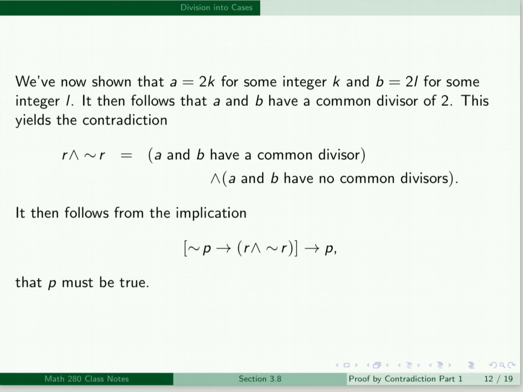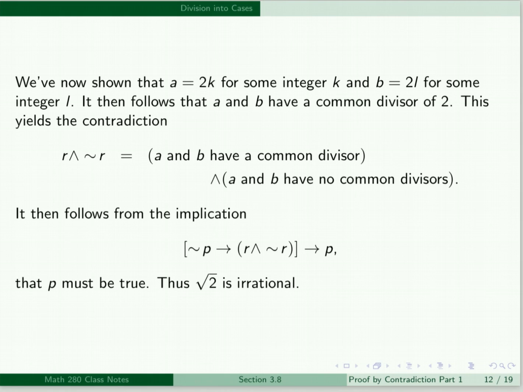So we've shown that the hypothesis in this implication is true. We started by supposing the hypothesis, not P, and we've shown that that leads to a contradiction, R and not R. So since this is an implication, we are able to conclude that P must be true. And thus our result, P, square root of 2 is irrational, must be true.